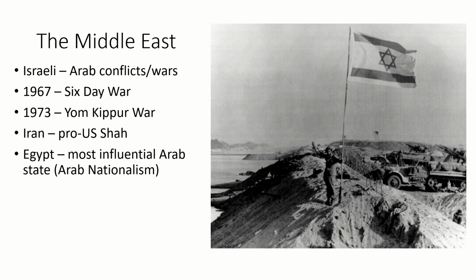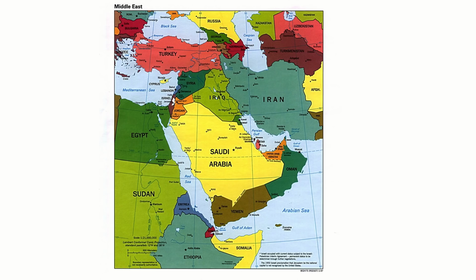But by far in this time, the most influential of all these Arab states is going to be that of Egypt. So if we take a look at the map, we can understand a little bit better why this area is going to be so important. The state of Israel right here is going to be bordered by all Arab nations around it.